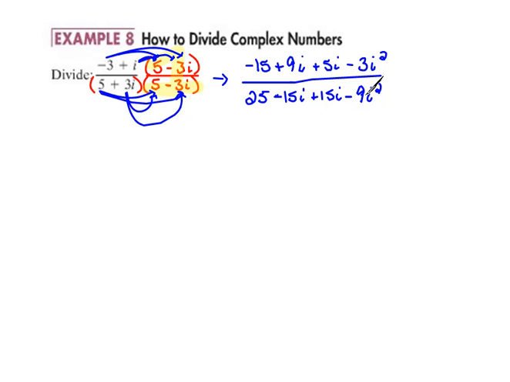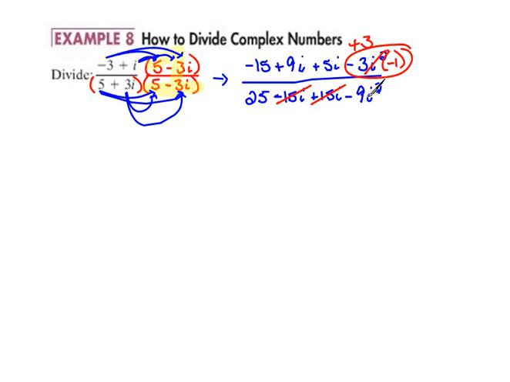Now we can begin doing what we can to simplify and clean up. The first thing that I notice right off the bat is this i squared, which is a negative 1. And then the negative 1 times the negative 3 makes that entire term a positive 3. I also notice on the bottom that we have a minus 15i plus a 15i. Those are opposite of each other. They just cancel each other out.